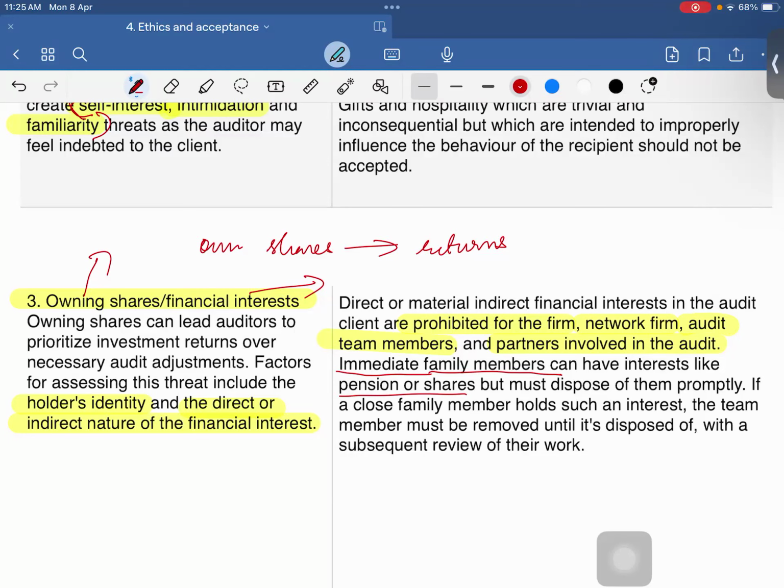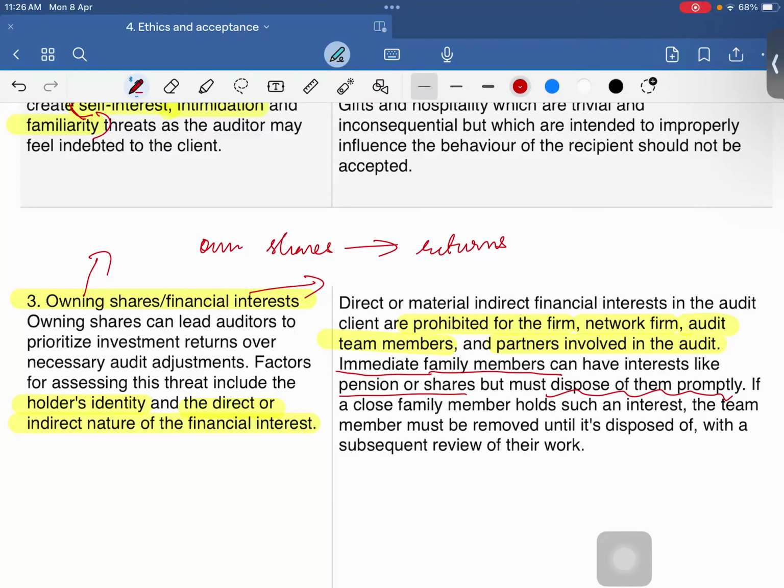If this is the case and you intend on taking that client, then the first thing you do is dispose of those shares, pension, or anything of financial interest promptly. You're going to ask that particular member to dispose of those shares or financial interest. Or if you're an auditor and you hold a share in that company, the first thing you do is dispose of those shares and then join the audit team.